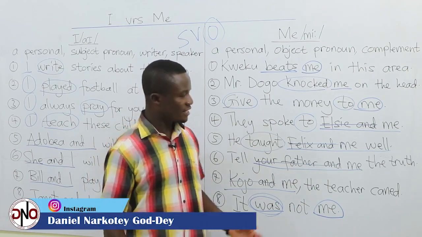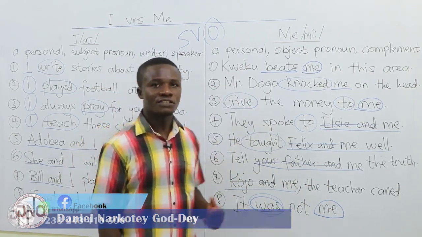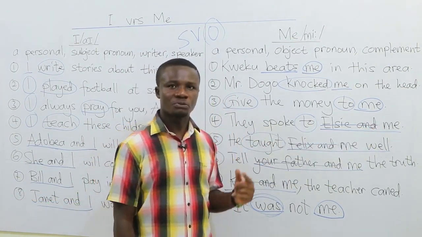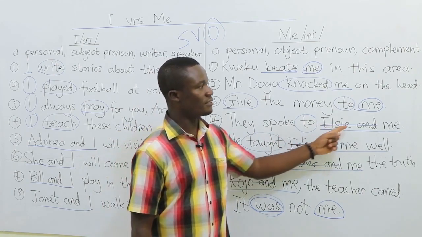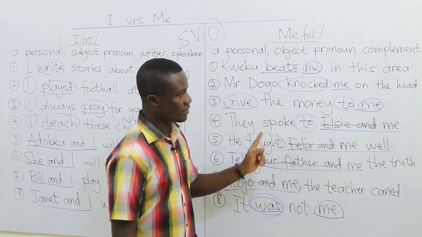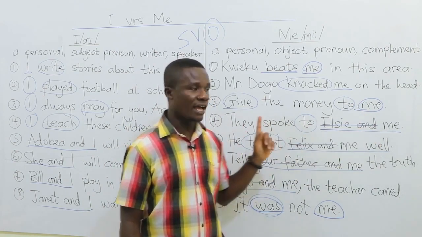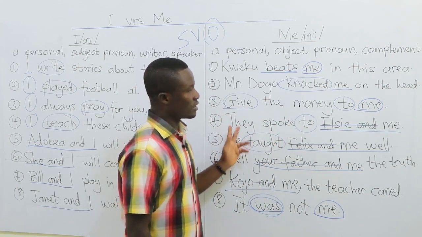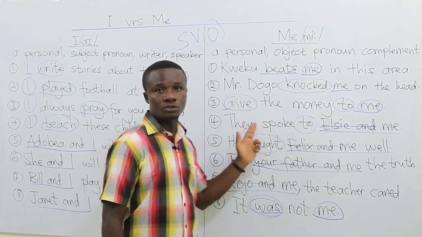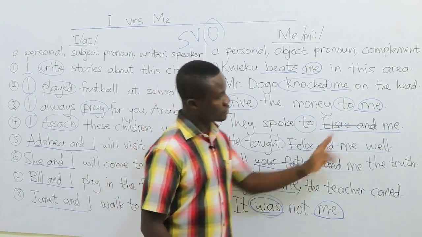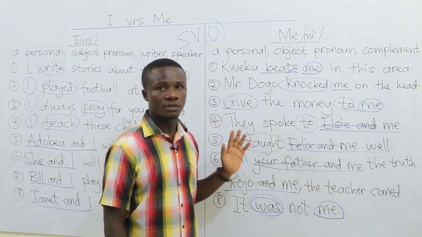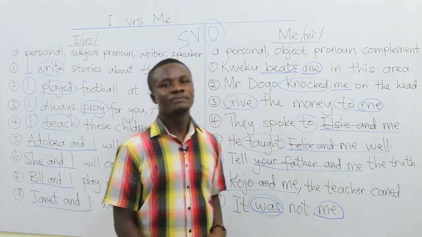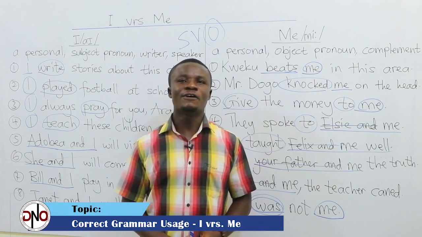So if you follow these explanations that I've given, I'm very sure that you'll never be tempted to replace me with I, so that you have expressions like they spoke to Elsie and I. You will never have that. You can never replace me with I. You can't say they spoke to Elsie and I. No, it is wrong. It is Elsie and me. They spoke to Elsie and me, because me functions as the object, so it must always be at the object position. So that's my lesson on the correct usage of I and me.